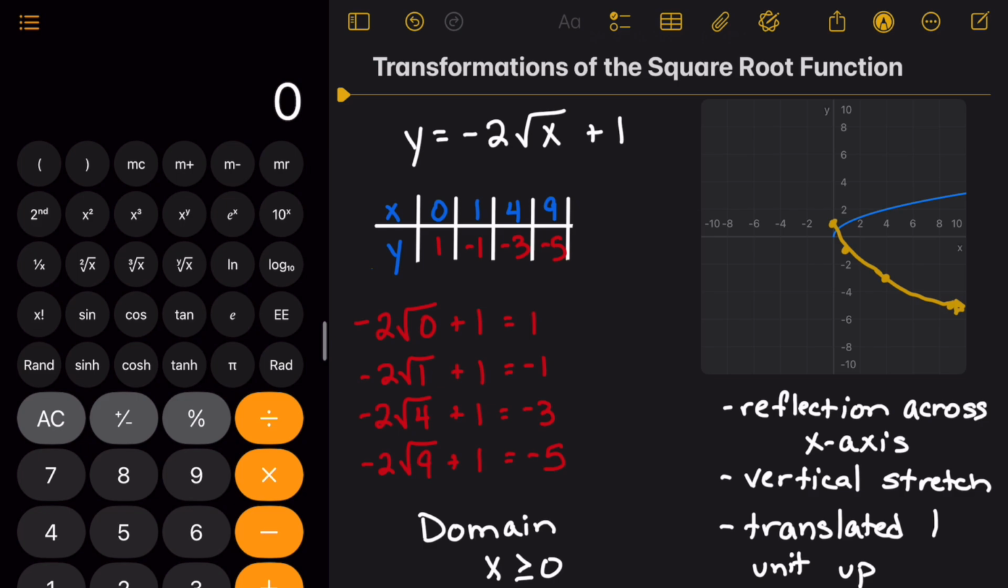The range, on the other hand, changed quite a bit. First of all, our maximum range value that we got was 1. The highest this graph ever went was 1. And it went from 1 down towards -infinity. So our range is that y is a maximum of 1, and then anything lower than 1. So we'll say y is less than or equal to +1 for the range.